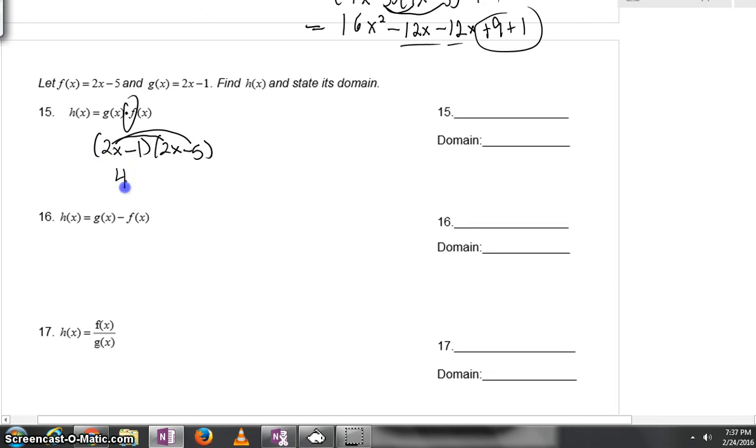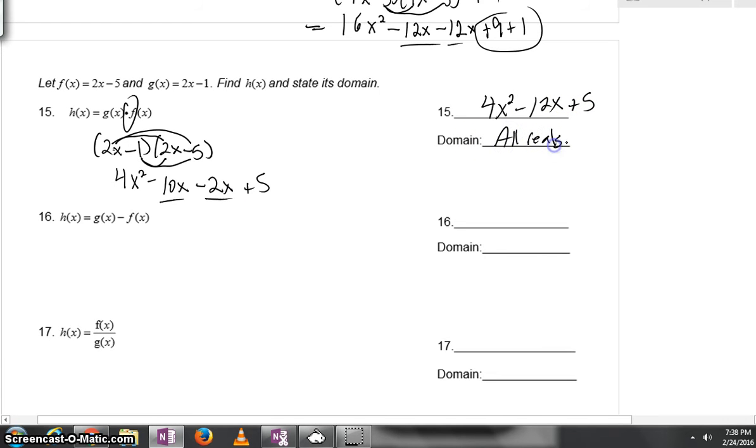2x times 2x is 4x squared. 2x times minus 5 is a negative 10x. Negative 1 times 2x is negative 2x. Negative 1 times negative 5 is a plus 5. Combine your like terms together, you'll get 4x squared minus 12x, because negative 10 minus 2 is negative 12, plus a 5. The domain's going to be all reals.